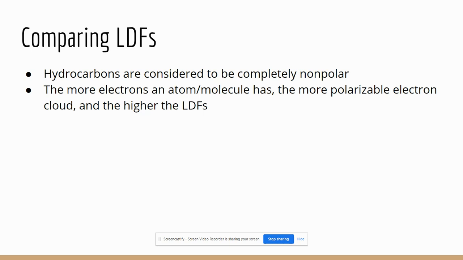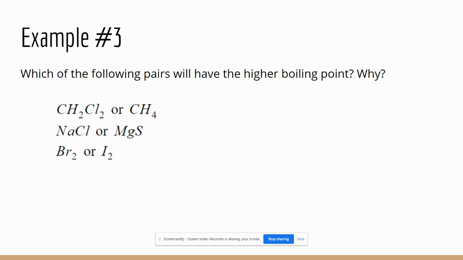And then the second point, the more electrons, or sometimes you'll hear me say it with molar mass because it's a more or less linear relationship. The more electrons something has, the more polarizable the electron cloud and the higher the London dispersion force. Pause here. All right, I will say these answers out loud.